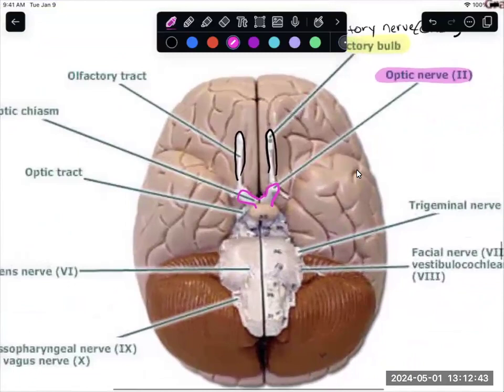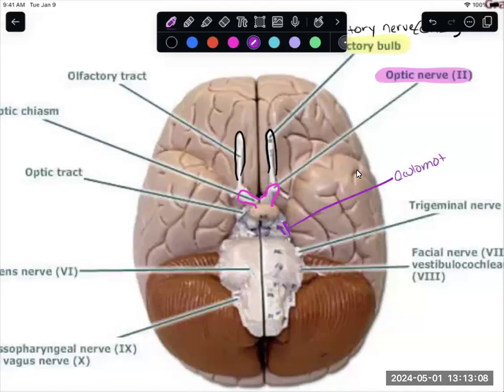Let's try to see if I can find where cranial nerve 3 is. Cranial nerve 3 kind of sits down along here. Cranial nerve 3, that oculomotor nerve. This is the cranial nerve that helps your eyes move around. It also carries some autonomic functions.